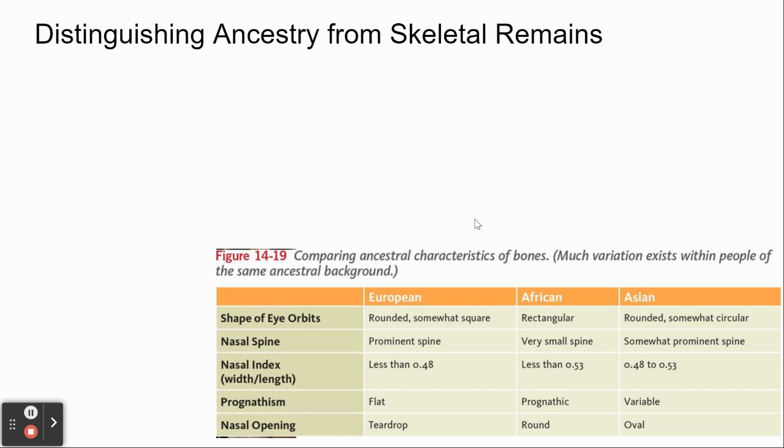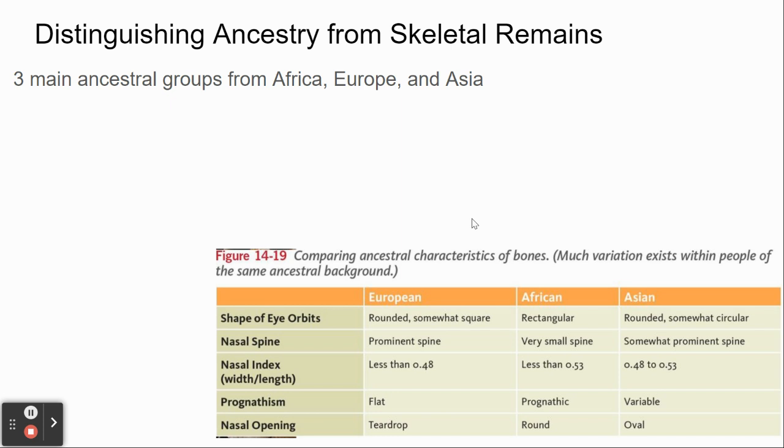Being able to distinguish ancestry in terms of ethnic backgrounds. So you've got those individuals that are going to be of African descent, European descent, and Asian descent. But again, it's not something that is going to be a standalone piece of information. So you're not going to be able to look at the shape of the eye orbits and say, oh, it's definitely European or definitely African or definitely Asian. You're going to have to look at several pieces of information to be able to make that assessment and to be very accurate with it at all.